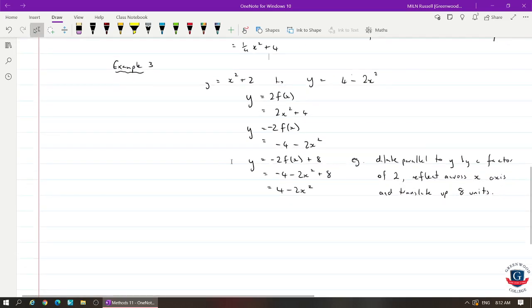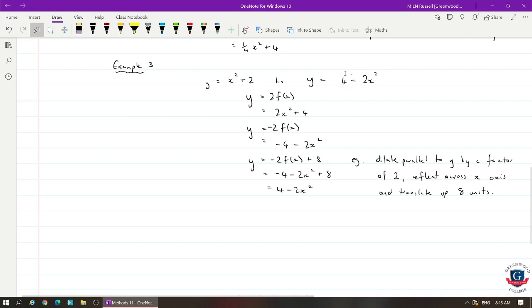Example 3. y equals x squared plus 2 to y equals 4 take 2x squared. This has changed to a negative, indicating a reflection, but we're going to do the reflection second. We're going to first make sure that the dilation's done and get this to a 2, so it has the same magnitude. So y equals 2f of x. That will get us to 2x squared plus 4 by multiplying everything here by 2. Then we're going to do the reflection. That just changes the sign of everything in the previous statement, which gives us minus 4 take 2x squared.